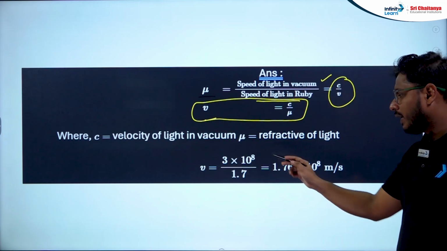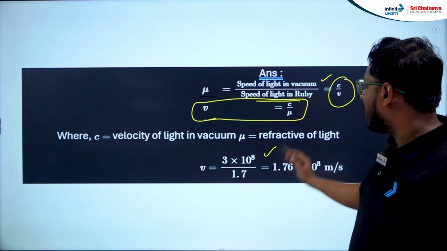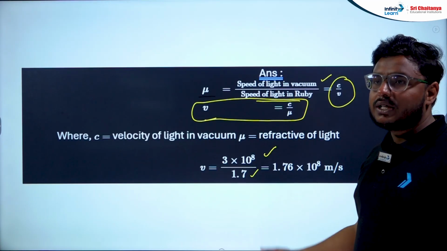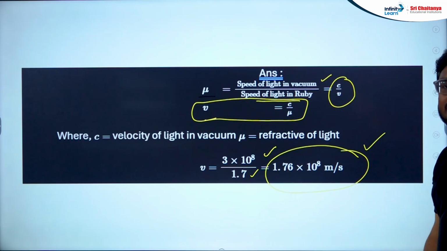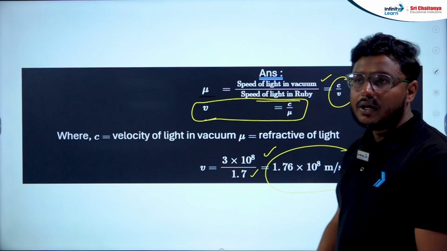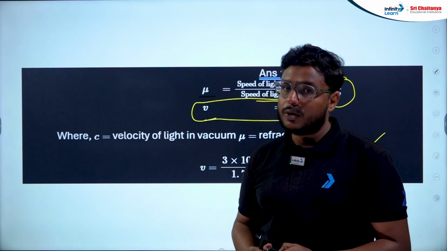The speed of light we already know, 3 into 10 to the power 8, and I think it is also given in the question itself. And the value of mu is given as 1.7. Now it's up to the calculation only, and the answer comes here as 1.76 into 10 to the power 8 meter per second. A very simple and easy question, but at the same time important also.